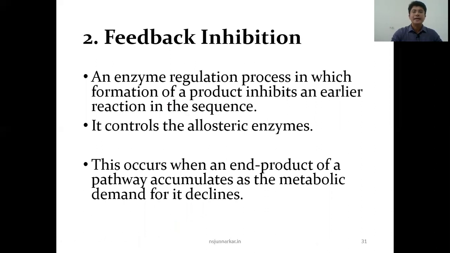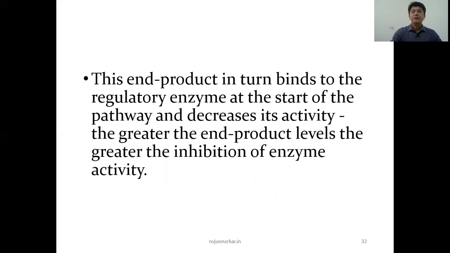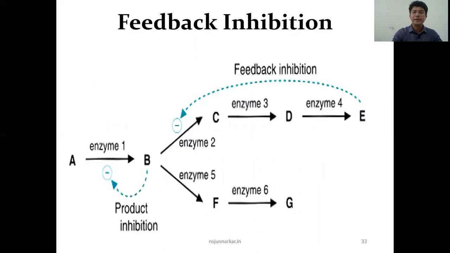Feedback inhibition is an enzyme regulation process in which formation of a product inhibits an earlier reaction in the sequence. It controls the allosteric enzymes. This occurs when an end product of a pathway accumulates as the metabolic demand for it declines. This end product in turn binds to the regulatory enzyme at the start of the pathway and decreases its activity. The greater the end product levels, the greater the inhibition of the enzyme activity observed. You can see here the end product of the pathway exerting feedback inhibition on the key enzyme of the pathway.